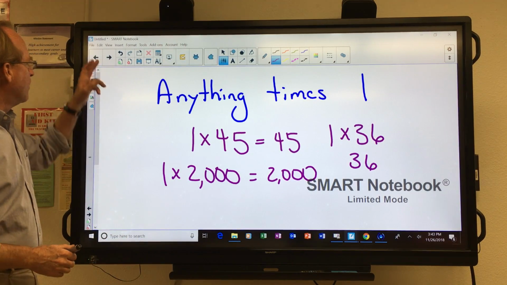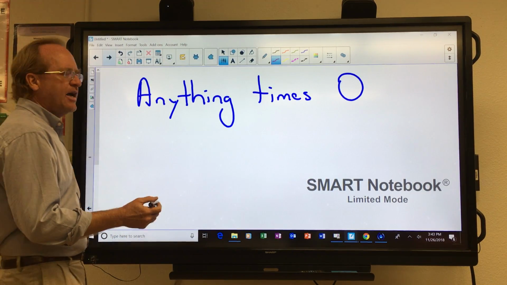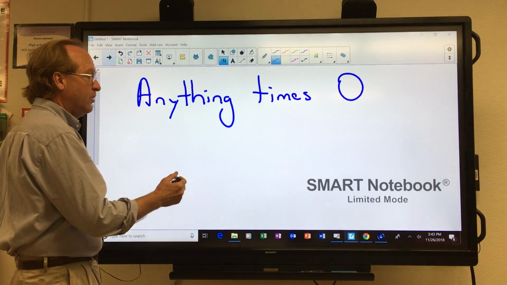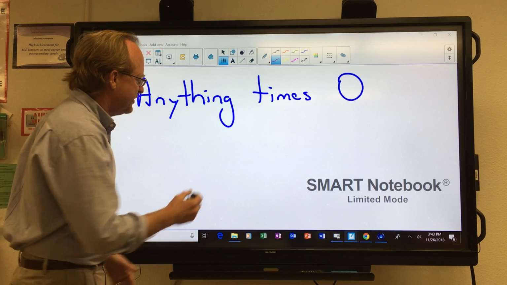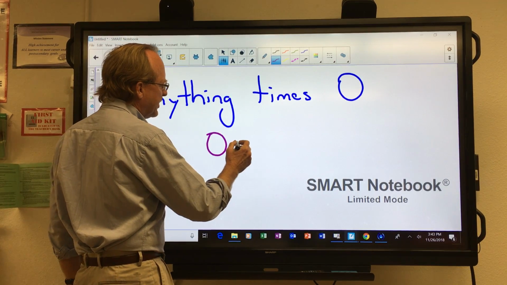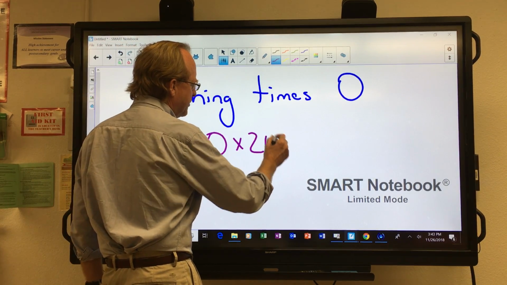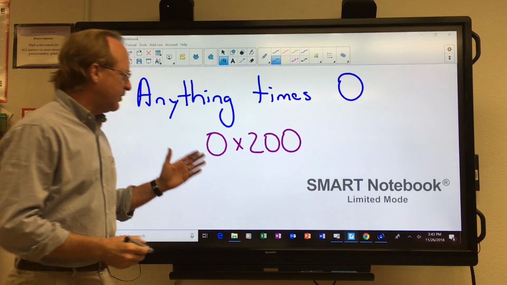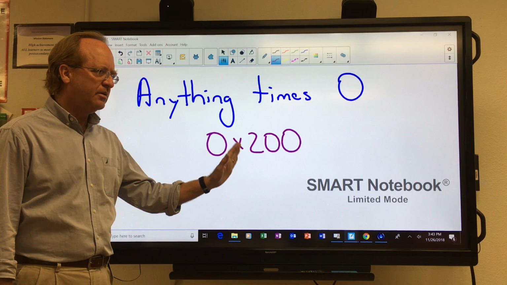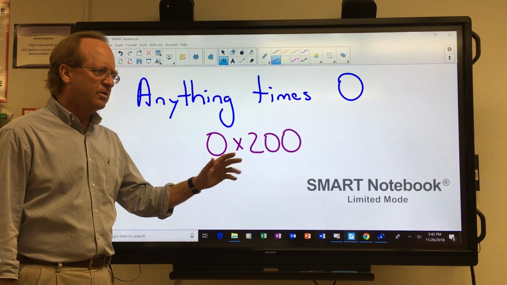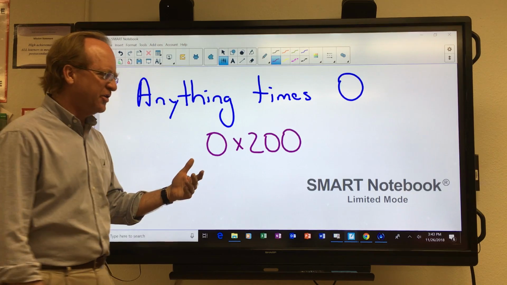Now, another interesting rule that's good to know is anytime you multiply by 0, it's 0. And that makes sense if you think about it, because imagine if I multiplied 0 times 200. So basically I'm saying I'm multiplying nothing 200 times. Well, 200 nothings is still nothing.